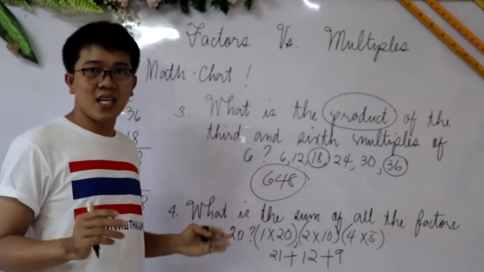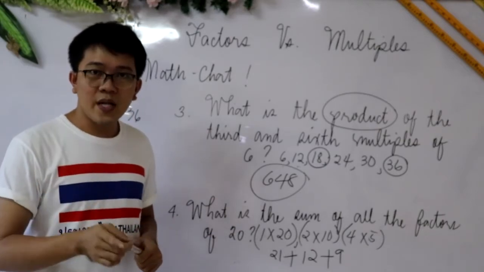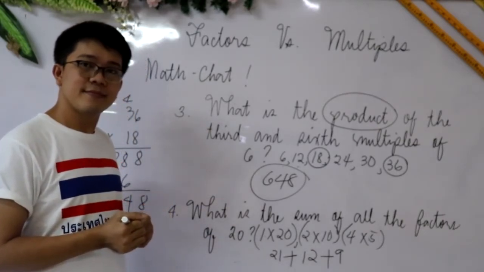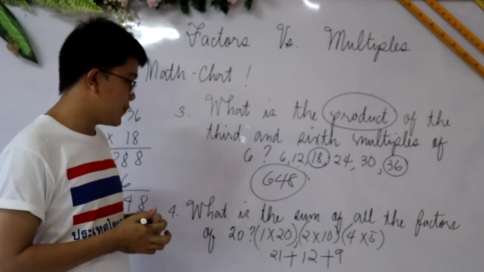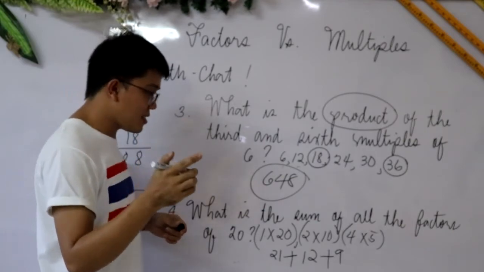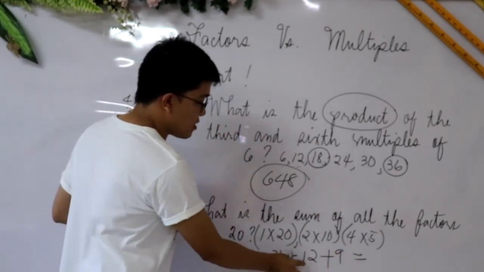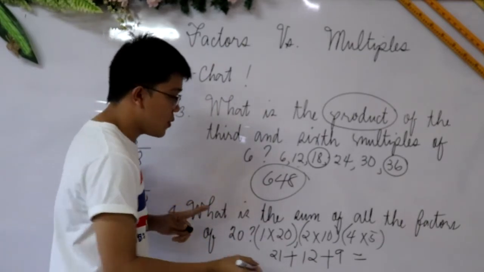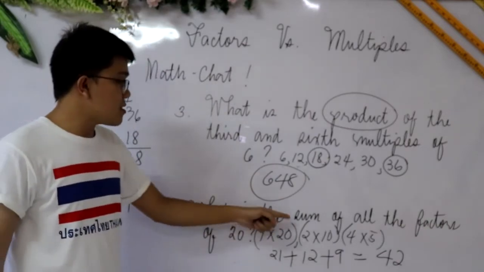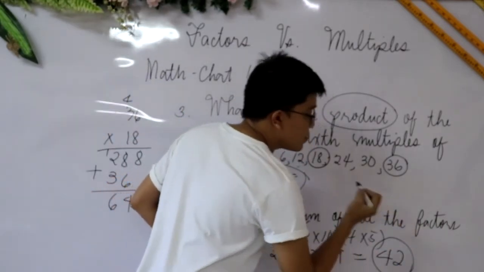What is 21 plus 12 plus 9? I will give you 10 seconds to think of the answer. 21 plus 12 plus 9. What is the answer? The correct answer is 21 plus 9, that's 30, plus 12, that's 42. Now we say that the sum of all the factors of 20 is 42.